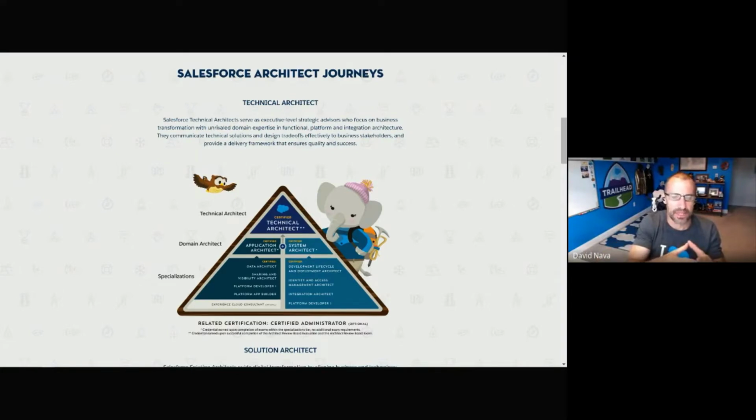What are some exam tips? And it doesn't have to be necessarily for just the CTA exam. What are some architect certification exam tips in general that you would offer as best practices for preparing for any one of the, be it application architect, system architect, or technical architect?